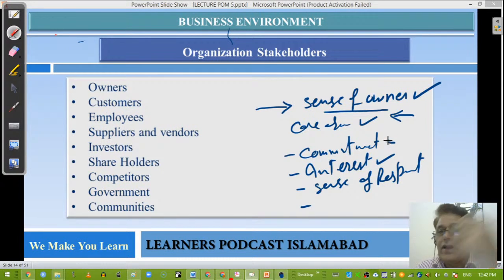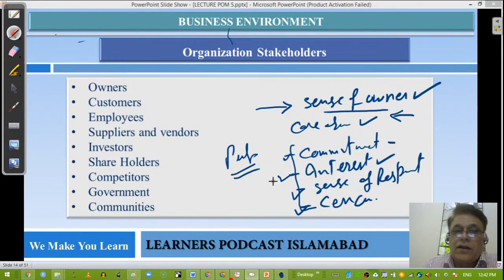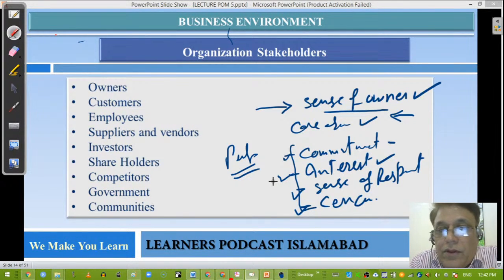Okay, so these kind of things, they have to provide the employees. When they will be highly committed employees, then they will have a high interest in the organization. They will have a high concern with the organization. They are more responsible employees. They are highly committed employees. Then definitely they will perform well. Then the organization will enjoy their presence, and they will enjoy the organization, their career in that organization.